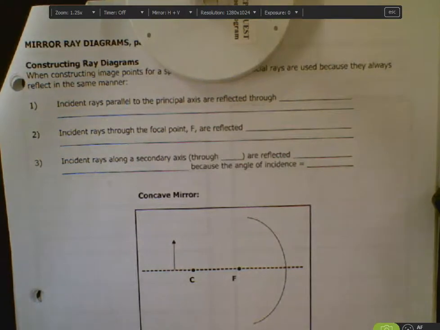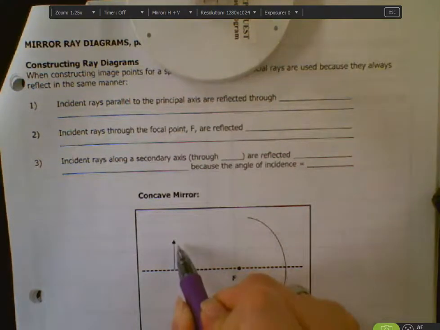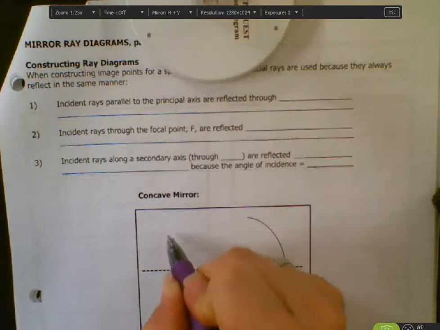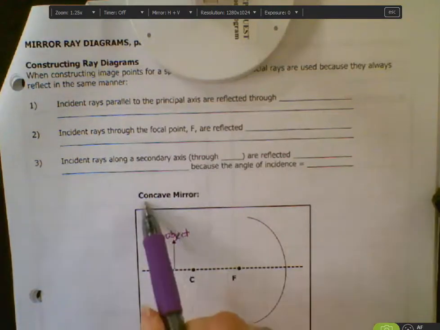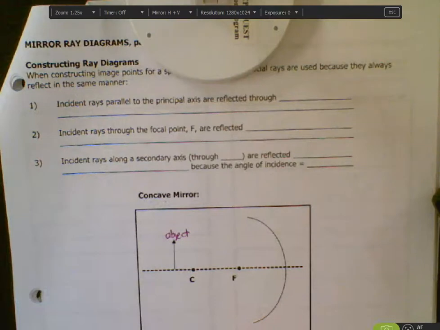Okay, now grab a ruler, and we are going to practice drawing our rays and trying to decide what our image is going to look like based on where the object is placed. Okay, so remember down here, this first arrow that you see that we give you, this is the object.